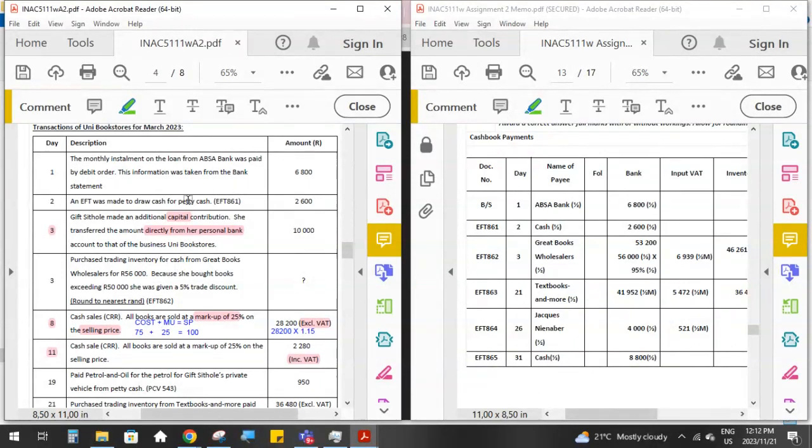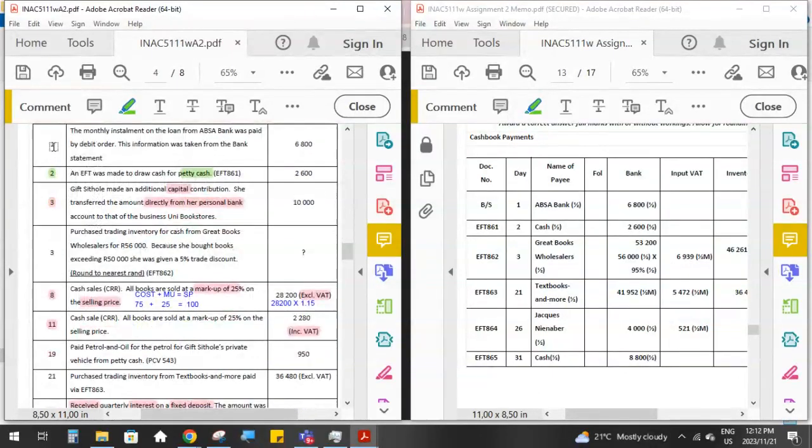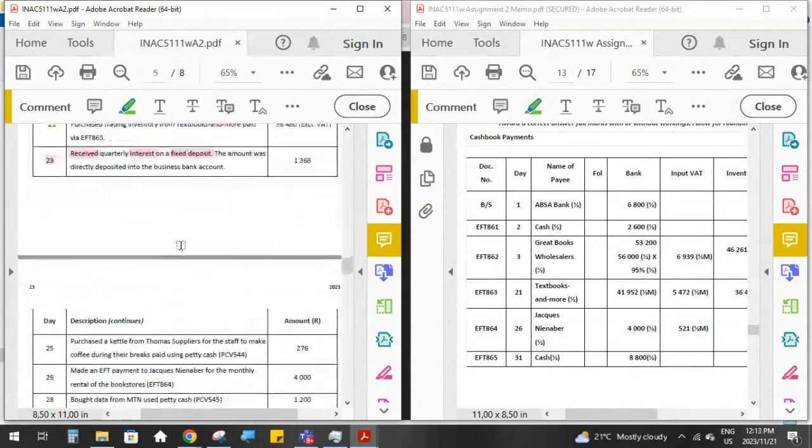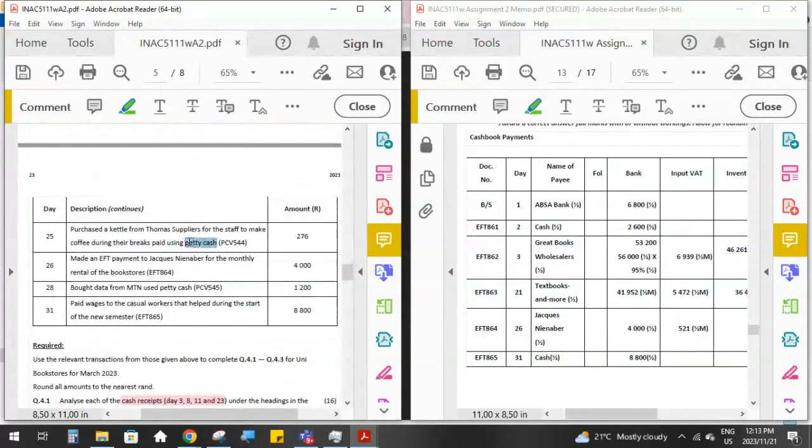So the easy one here is, let's just mark off the petty cash ones so we get those out the way. So petty cash is going to be on the second. That's not petty cash, so that will obviously be payments. This one, paid petrol from petty cash, that's going to be petty cash. We'll mark that one out of the way. And down here, this one is paid using petty cash, so we'll get that out of the way. This one was paid out of petty cash, so we'll get that one out of the way.